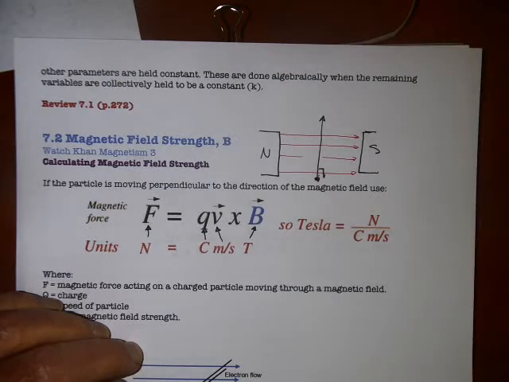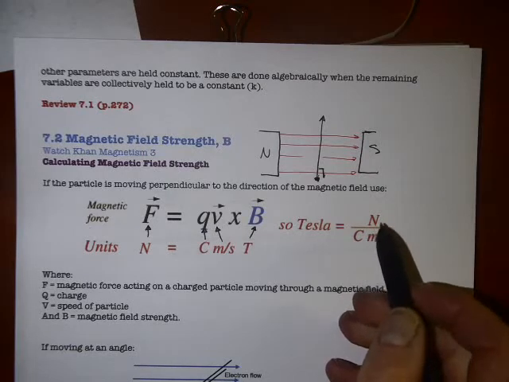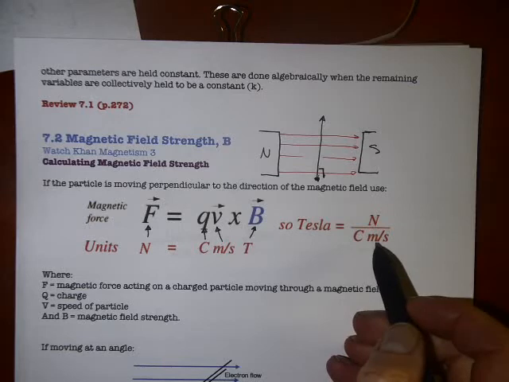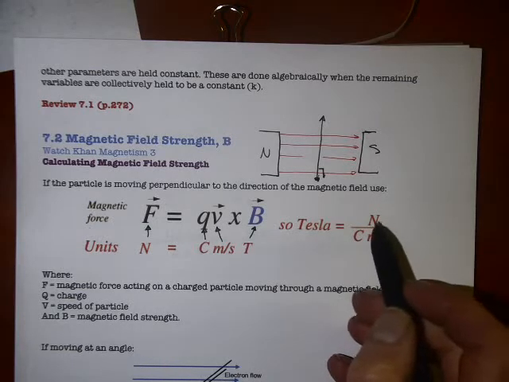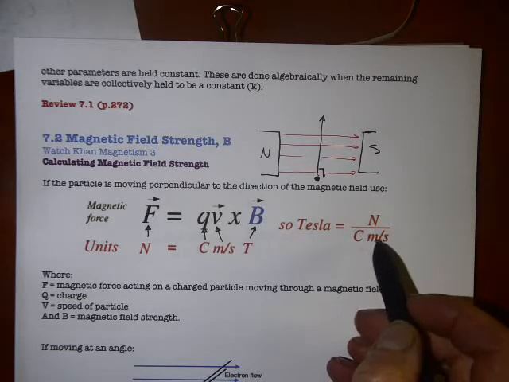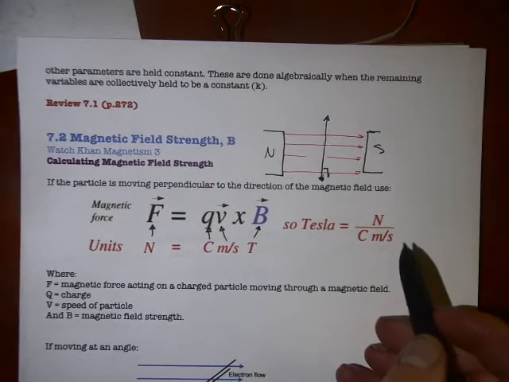So if you wanted to determine what a Tesla is, this is what it is. It's 1 Newton per Coulomb meter per second. Or if you wanted to translate this, it ends up being Newton seconds per Coulomb meter. If you wanted to do that, but I'm fine with it as it is.